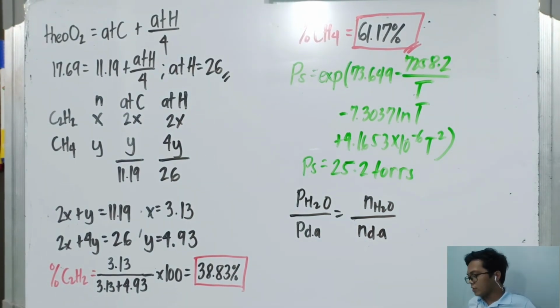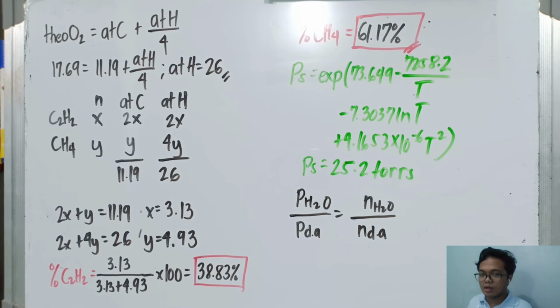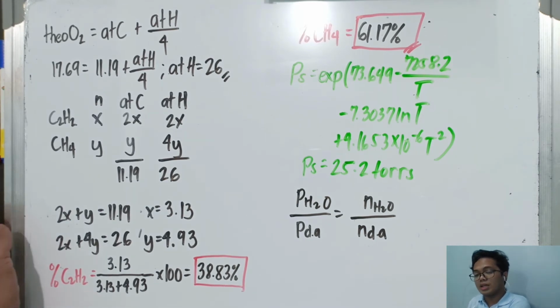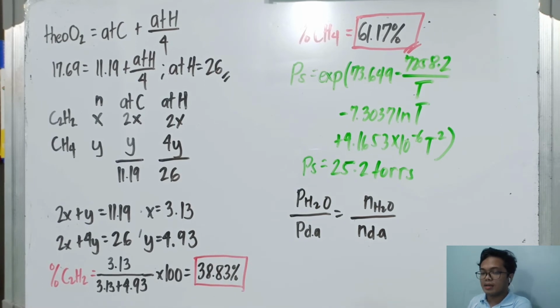I'm not sure if you're familiar with this formula, but basically it's just utilizing the number of moles as well as pressure. This should have been discussed in your chemical engineering calculations 1, but if not, it should also have been discussed in your general chemistry or chemistry for engineers. This is actually Raoult's law, which is utilizing the pressure as well as the mole ratio of the gases. But here, if you can see, we already have our NH2O. We just need to manipulate the formula in order to get our NH2O.